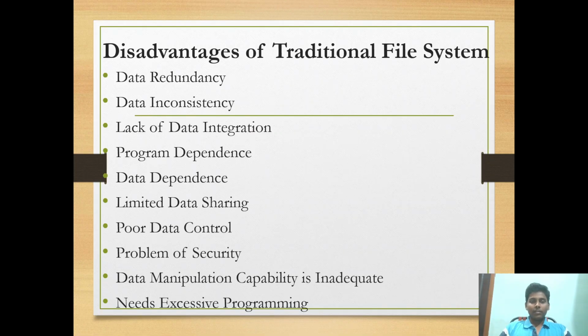Next, disadvantages of a traditional file system. A traditional file system has data redundancy, data inconsistency, lack of data integration, program dependency, data dependence, and limited data sharing. It has poor data control. We can have problems of security. Data manipulation capability is inadequate, and it needs excessive programming. These are the disadvantages of a traditional file system.